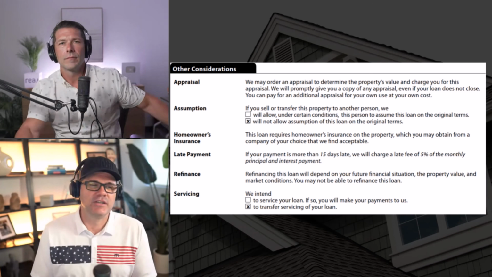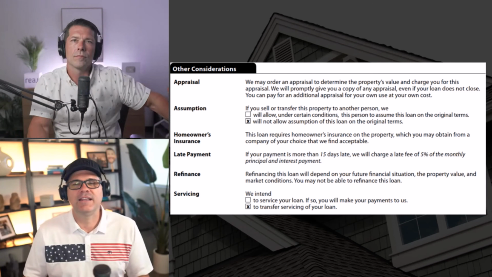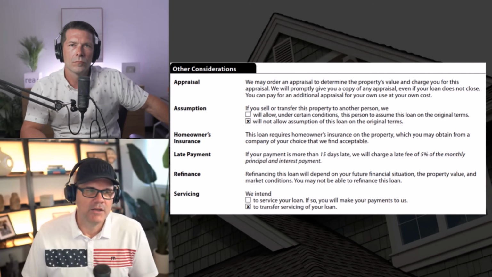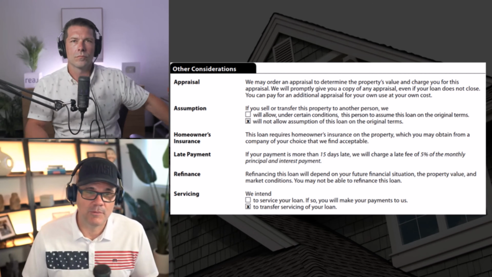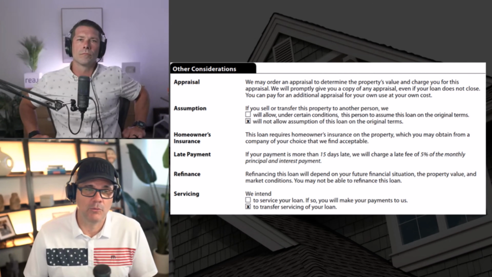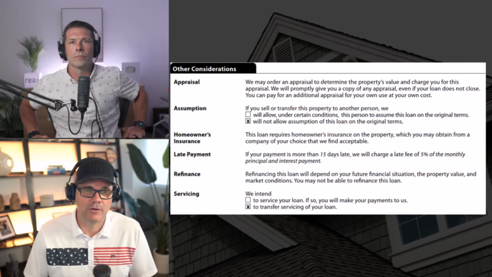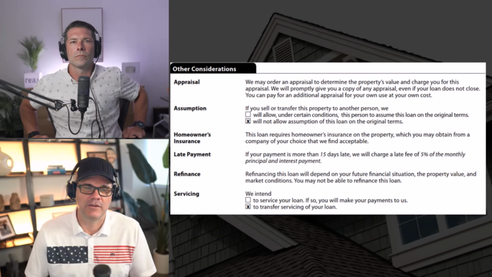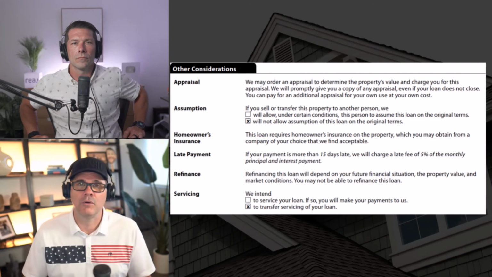So the last section is other considerations. And this is sort of a catch-all of things that were not properly disclosed to borrowers over the years prior to us coming up with the loan estimate. So appraisal, we may order an appraisal to determine your property's value and charge you for this appraisal. We'll promptly give you a copy of the appraisal. Even if your loan does not close, you can pay for an additional appraisal for your own use at your own cost. How is that helpful or pertinent to the loan estimate?